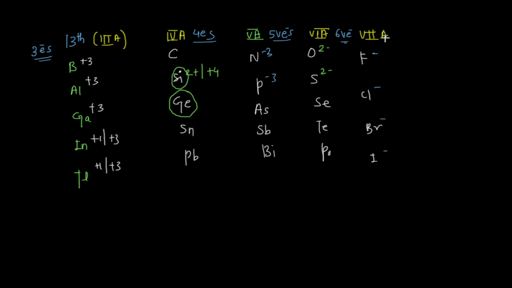Here 7 electrons in their valence shell, and last we have the 0 group element, or 18th group element. Here we have helium, neon, argon, krypton, xenon. These are the elements present in the 0 group.